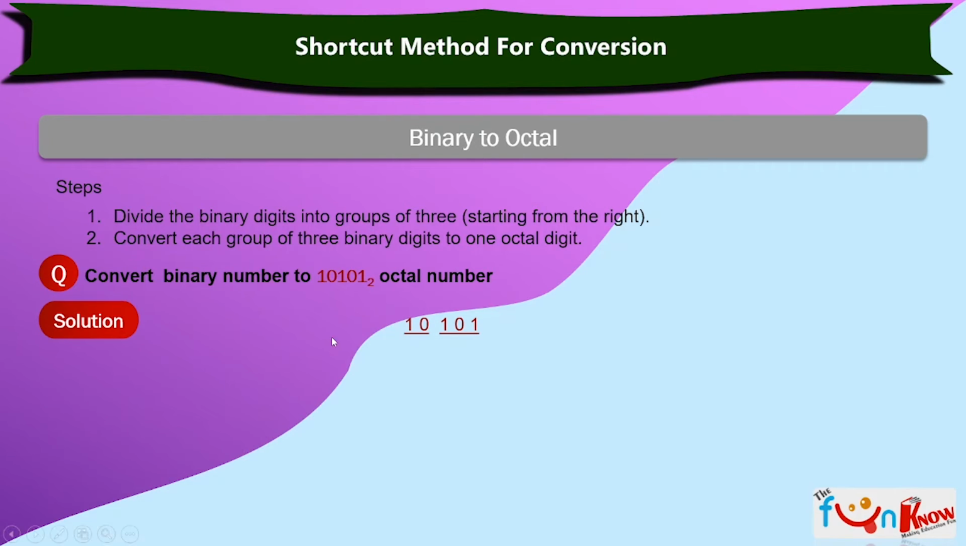10101. What have they told us? Divide the binary digits into groups of 3. From the right we are making groups of 3. This last one cannot be a group of 3 because the number ends here, so we can just keep a group of 2 over here.